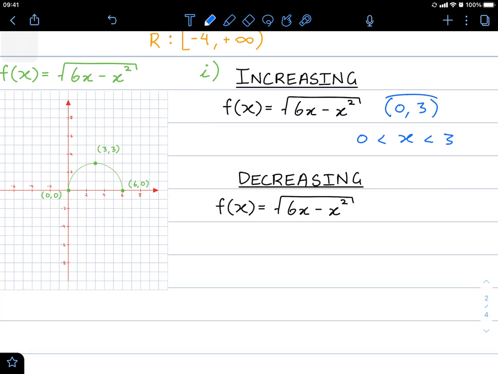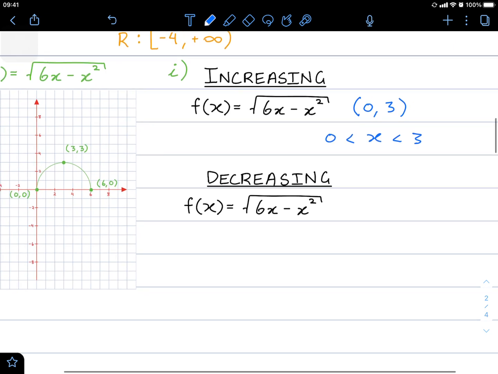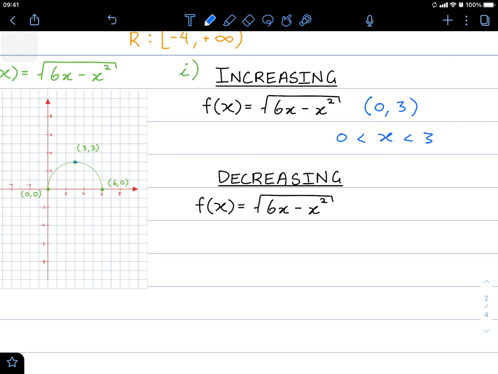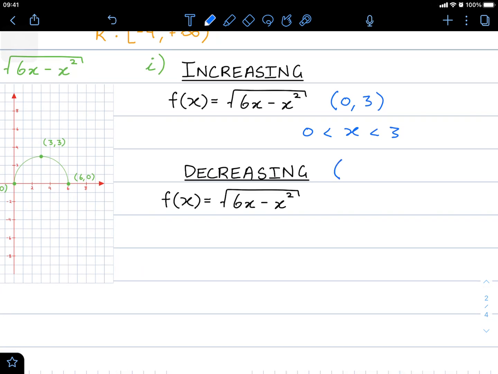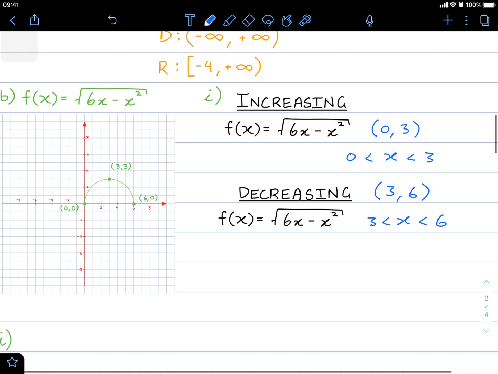Well, now that you've seen this, it's not too difficult to find the domain where this function is always decreasing. Since its highest value is 6 for the x, and its lowest value, since we're only going from the decreasing portion, that means it's beginning at 3 and ending at 6. Which in inequality notation is as follows.